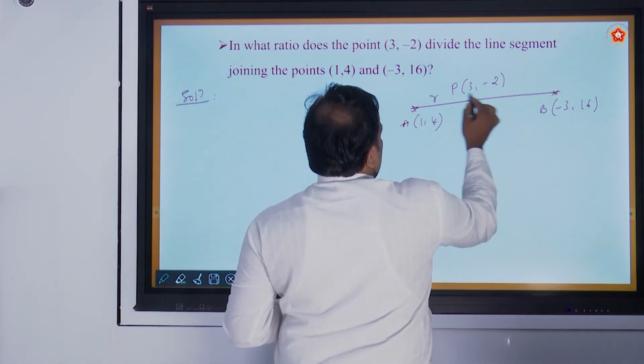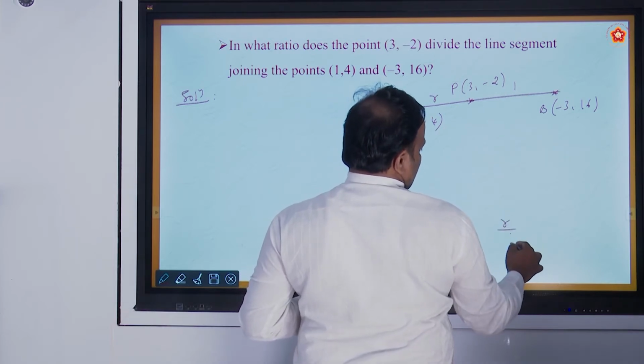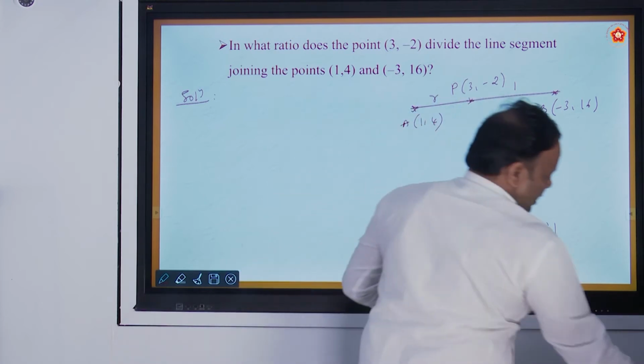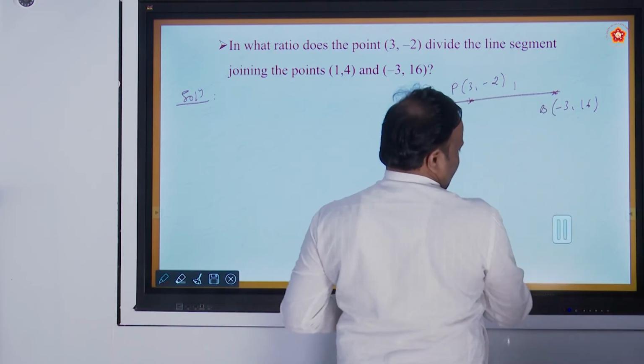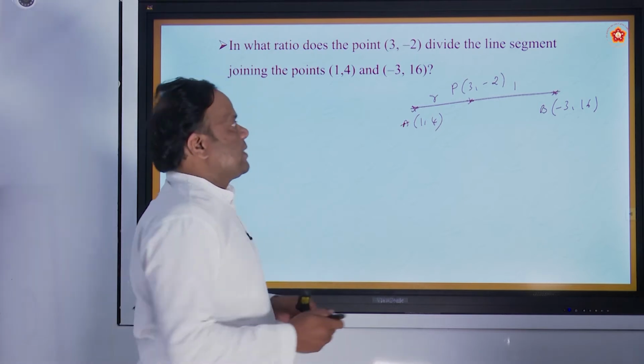I say the ratio is R is to 1. R is nothing but the ratio, no? If R is the numerator and the denominator is 1, then this becomes R is to 1. Ratio, you always take R is to 1. Otherwise, if you take R, it is again R is to 1 that you can take, okay?